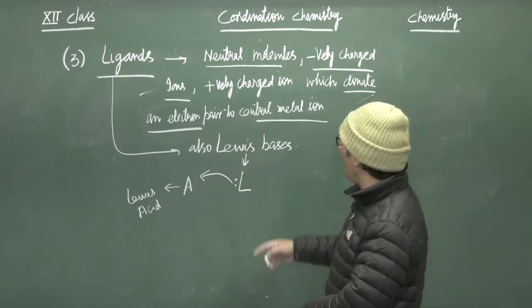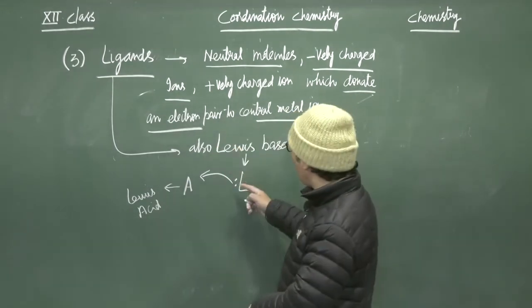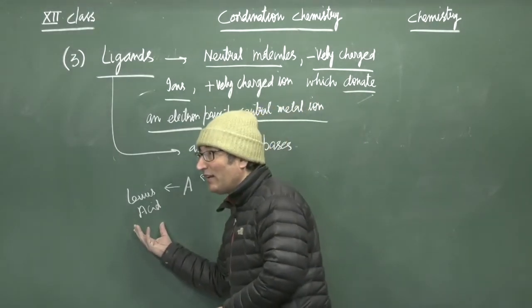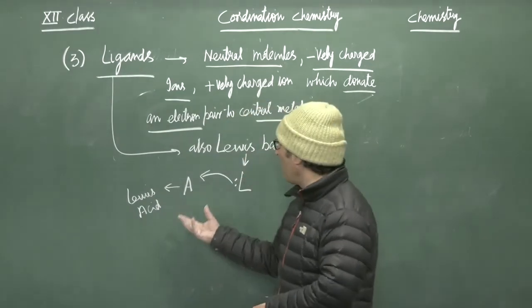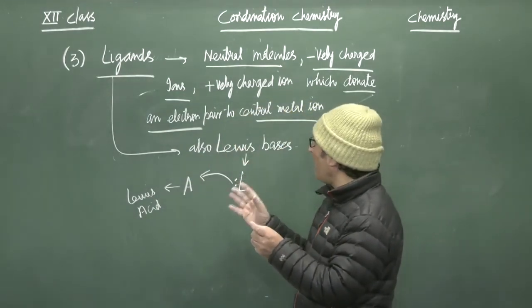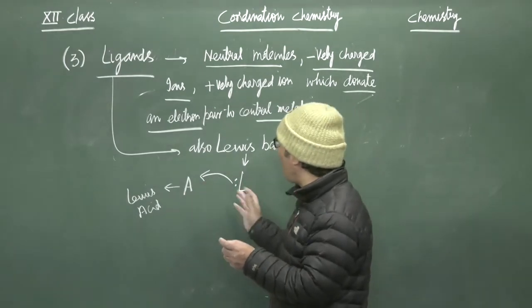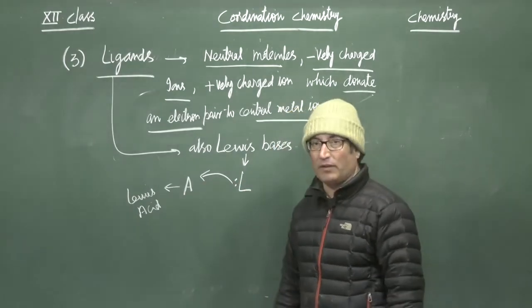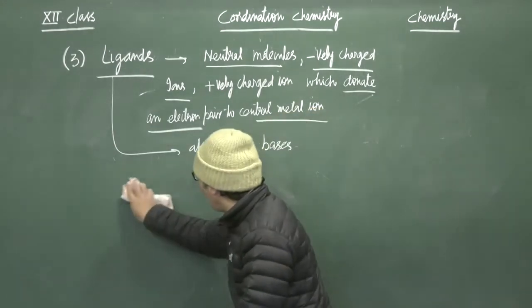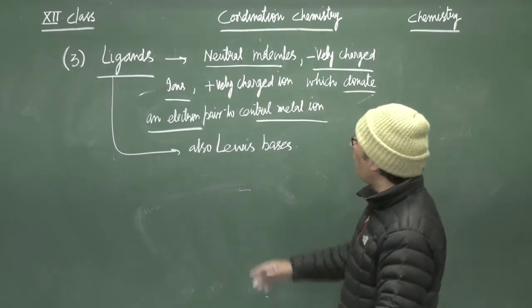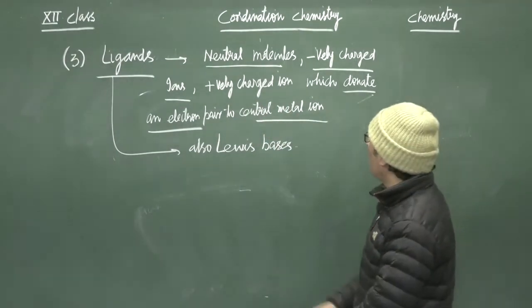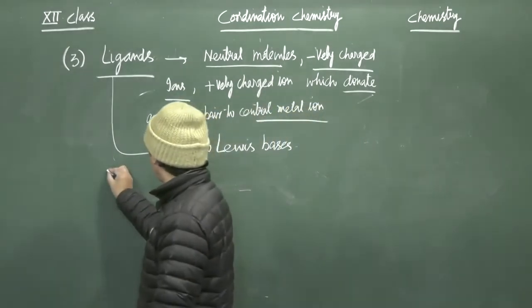Which means here, this ligand is donating its electron pair to the central metal ion. So the central metal ion must behave as a Lewis acid. Which means that the formation of a coordination entity is actually a Lewis acid-base reaction. Got it? So ligands are Lewis bases. And as you know, every Lewis base has a donor atom. Therefore, every ligand also has a donor atom. Okay? So I'll take examples first.